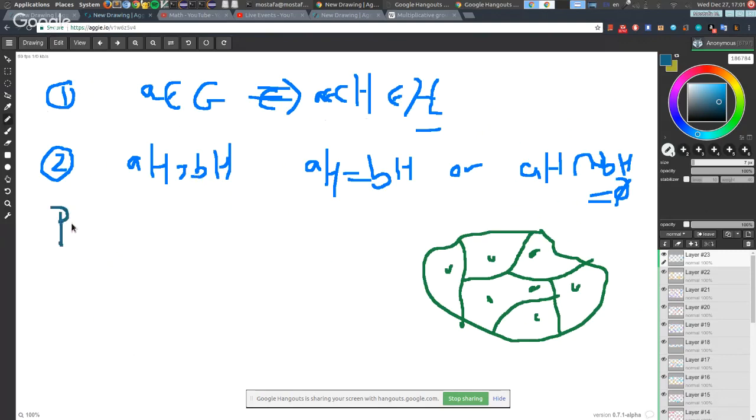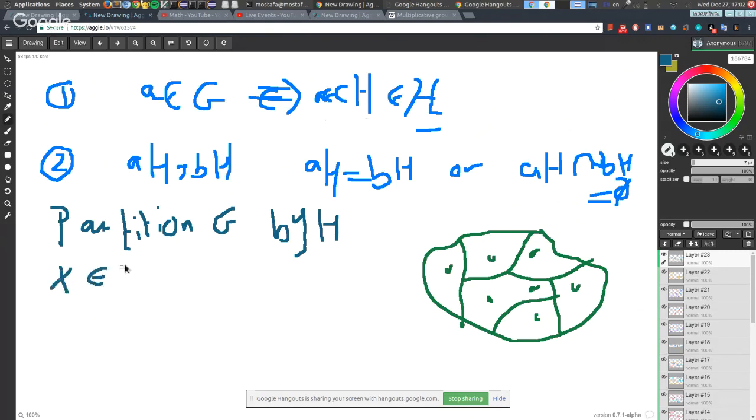So this will prove that we partition G by H. So it means if we add the sizes of all of these different cosets, the sum should be equal to the size of the supergroup G.